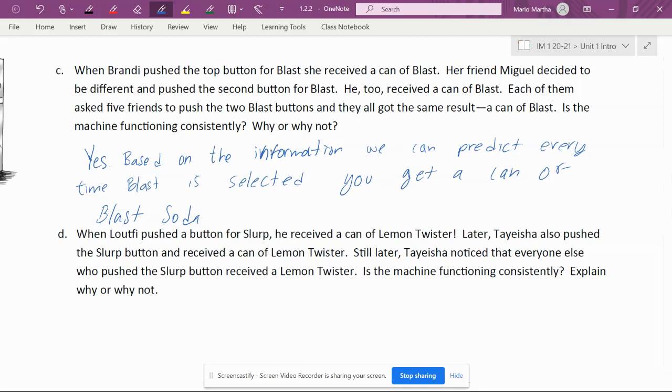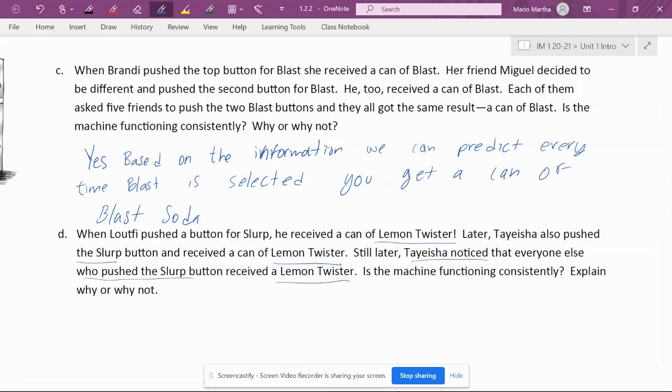And then part D. When Lutfi pushed a button for Slurp, he received a can of Lemon Twister. Later, Taisha also pushed the Slurp button and received a can of Lemon Twister. Still later, Taisha noticed that everyone else who pushed the Slurp button received a Lemon Twister. Does the machine function consistently? Explain why or why not.